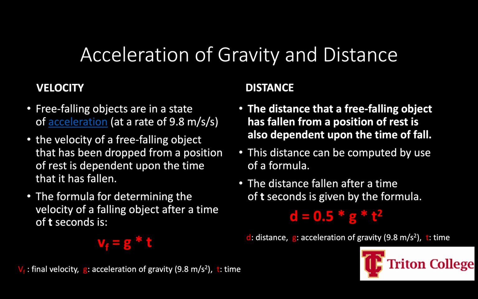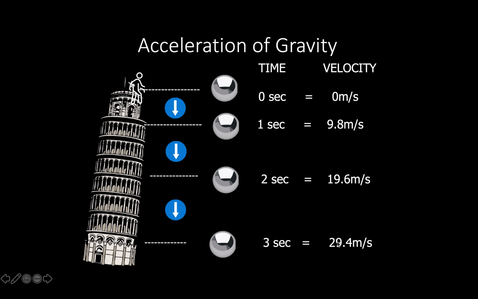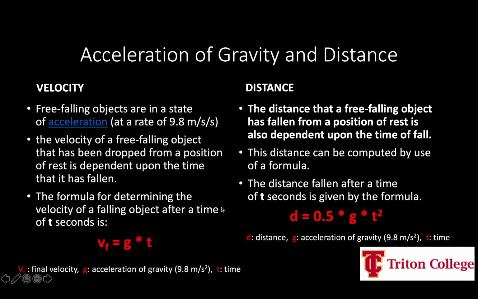The velocity of a free-falling object that has been dropped from a position of rest, right? So this doesn't take into account if you throw it up in the air. So it's important to understand that this is just dropping it from rest, and it is dependent upon the time that it has fallen. Because we know that if it's been only 1 second, the speed is 9.8. But if it's been 3 seconds, the speed is 29.4, correct? So it's depending on the time.